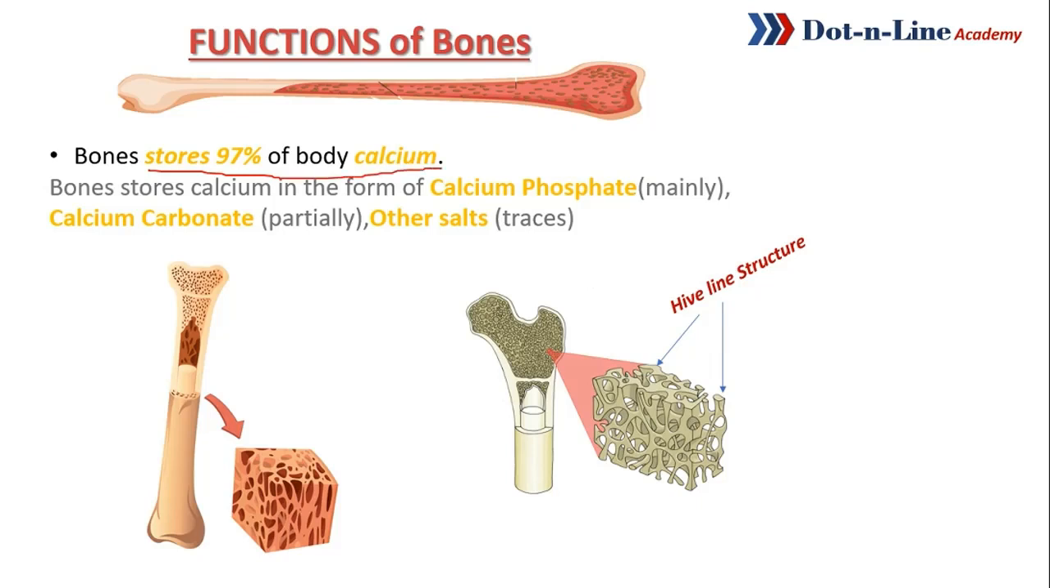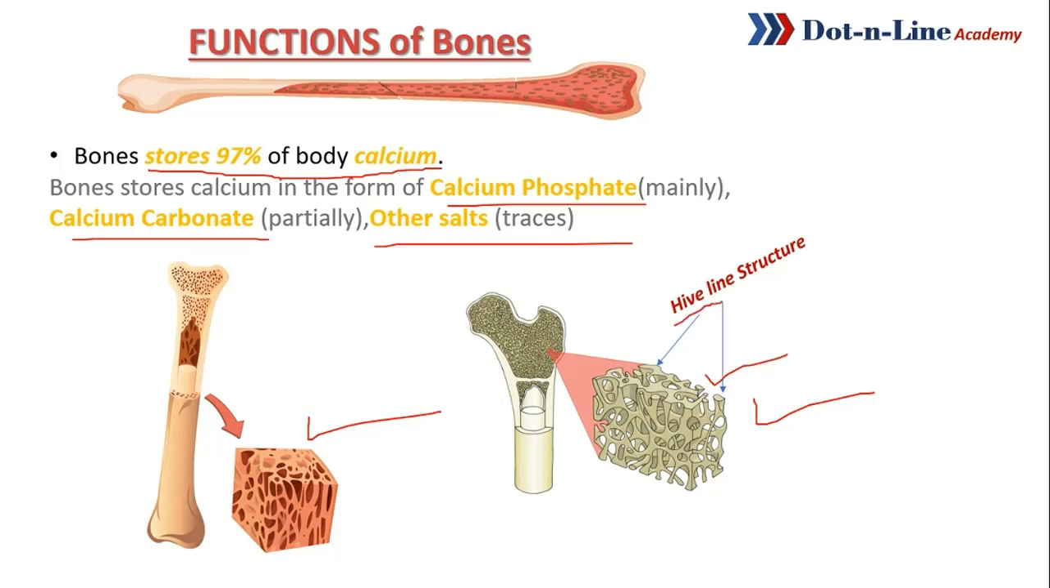How is it stored? It is stored as a complex accumulation of calcium salts, that is calcium phosphate, calcium carbonate and some other salts. This accumulation is in a hive-like structure. You know a hive, a beehive, it is just like a hive. So this was the accumulation of calcium. It is accumulated in this manner, and it provides strength to the bone.